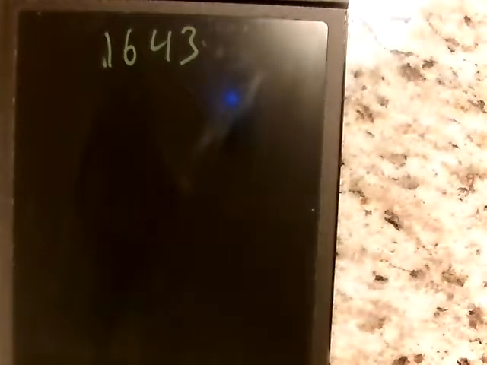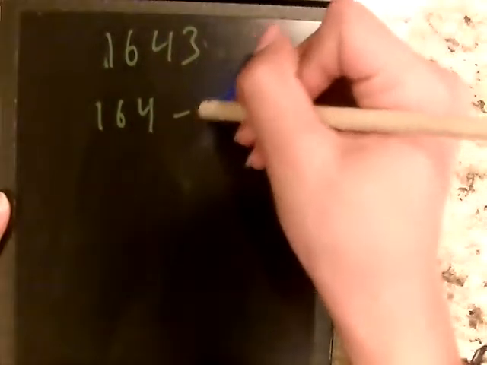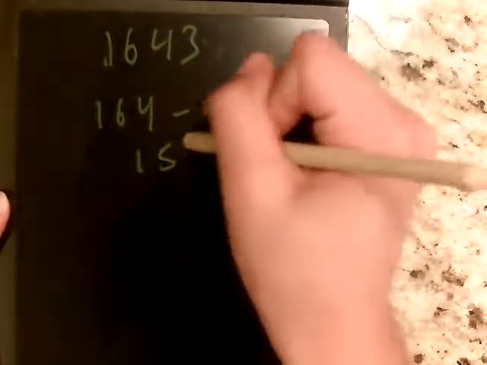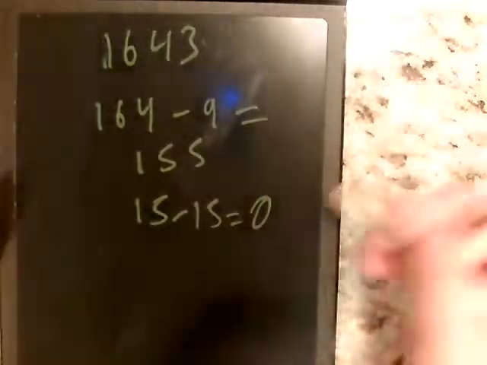So subtract 3 times the last digit. So that's 164 minus 9. That equals 155, and then 15 minus 15 equals 0. If you get 0, that means it works. 0 means it's divisible.